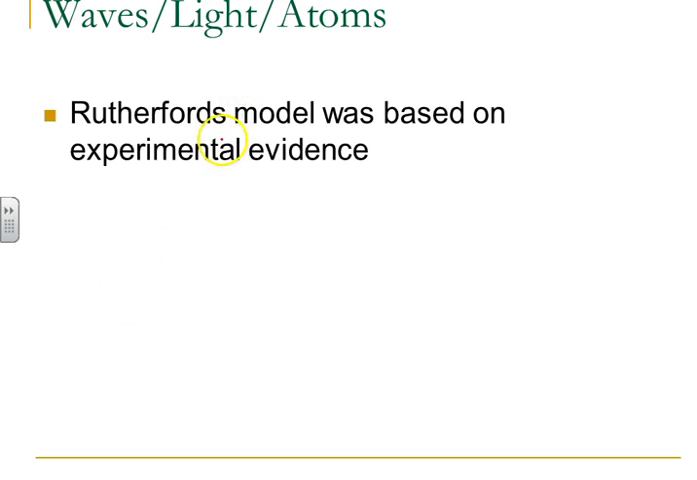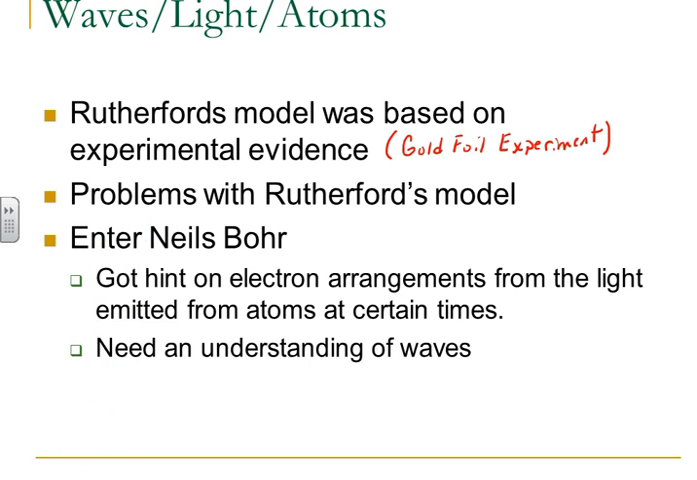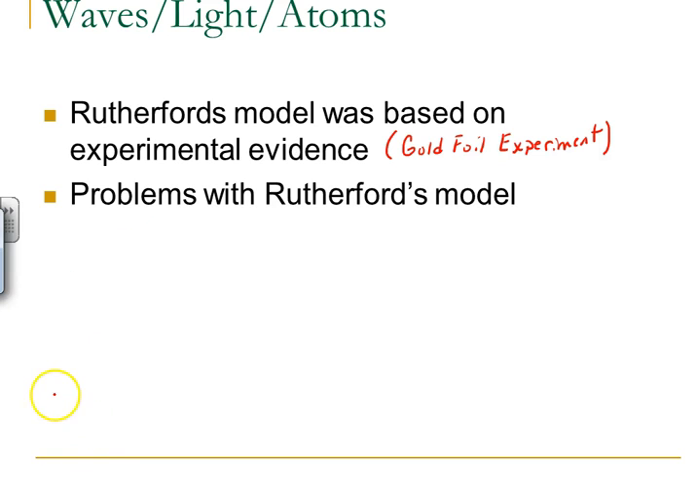Now, Rutherford's model was based on experimental evidence. That was the gold foil experiment. This was based on radiating gold foil with alpha particles and watching the scattering pattern of the alpha particles after they collided with the gold foil. There was, however, a series of problems with Rutherford's model. The problems included the following.